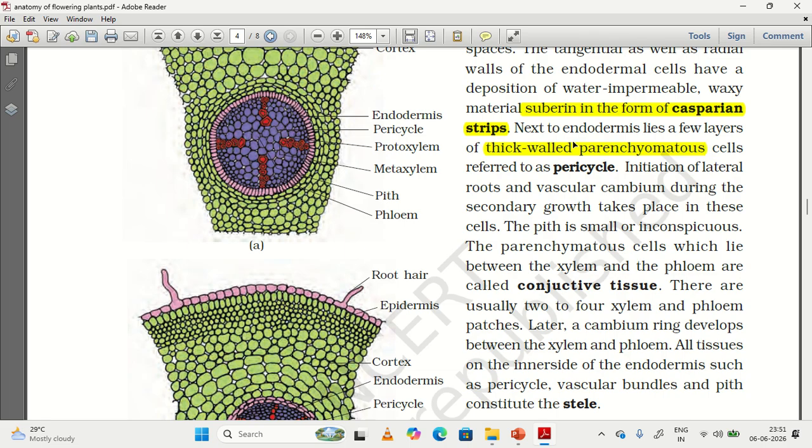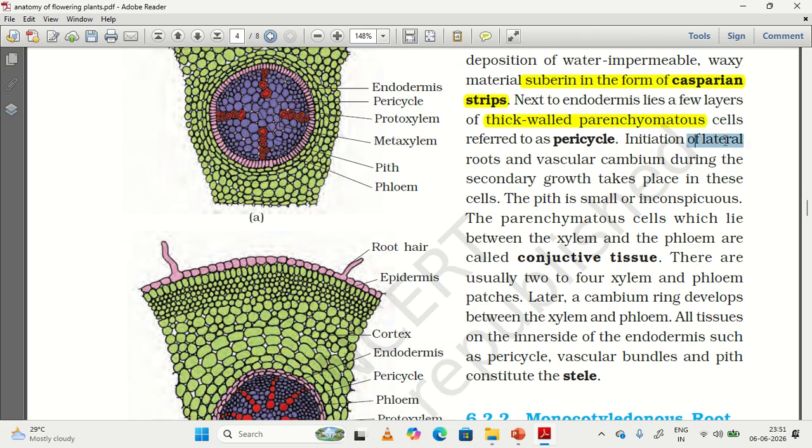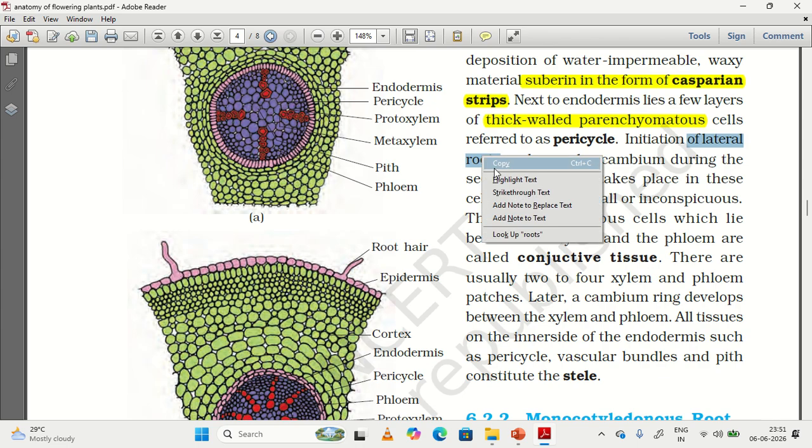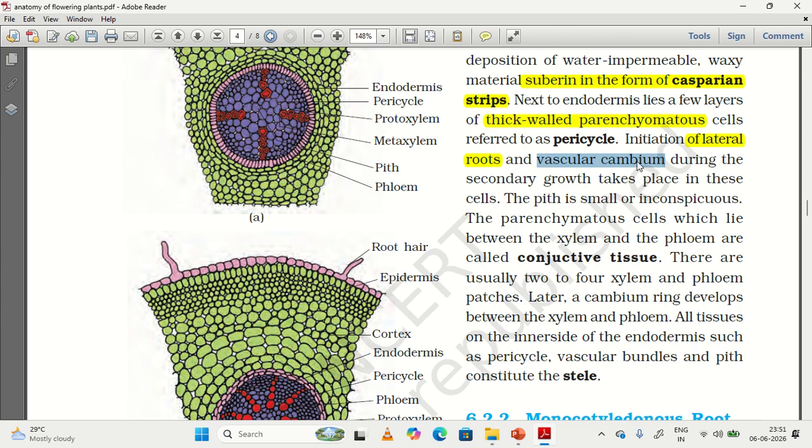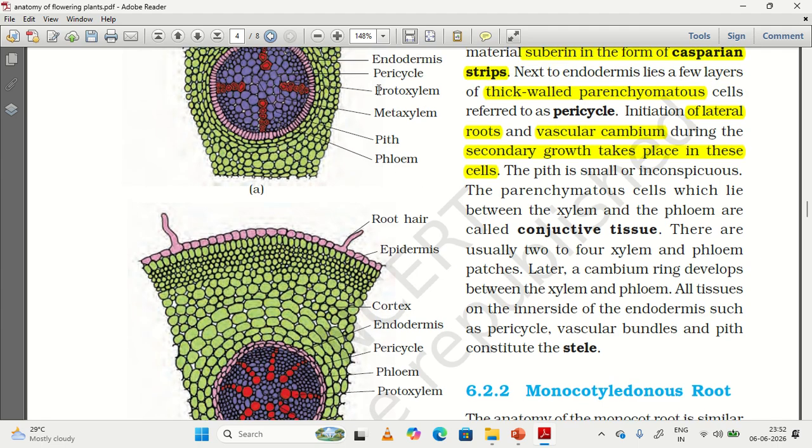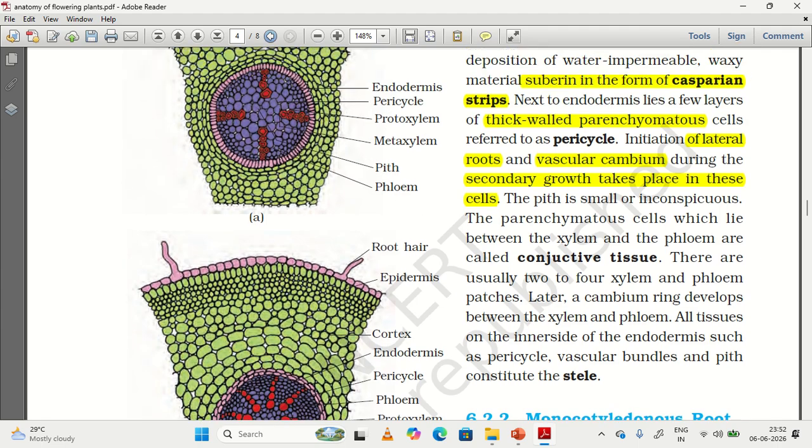This is the pericycle. So the initiation of lateral roots, the most important thing, is the function of pericycle, along with the vascular cambium. The vascular cambium during secondary growth takes place in these cells. The lateral roots and also the vascular cambium are formed from the pericycle, which is present next to the endodermis. Next, after the pericycle you have the pith. Pith is the centralmost part. Okay, this is the pith.